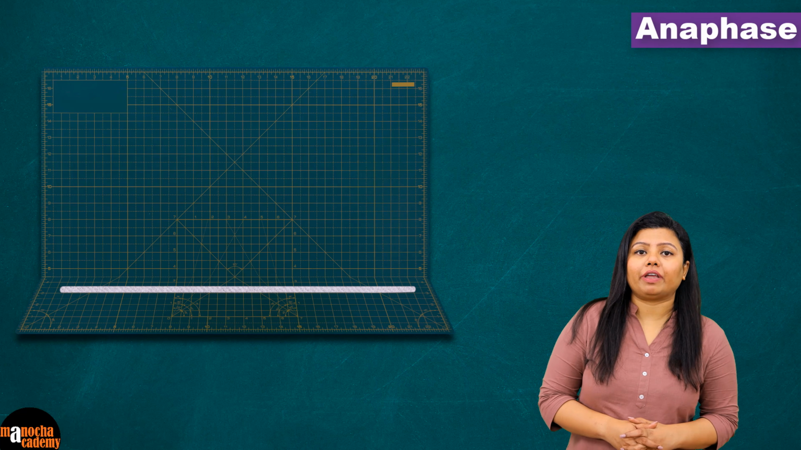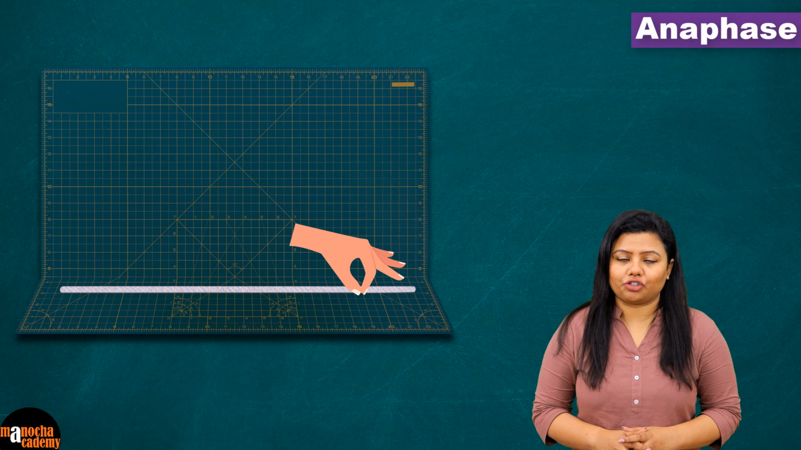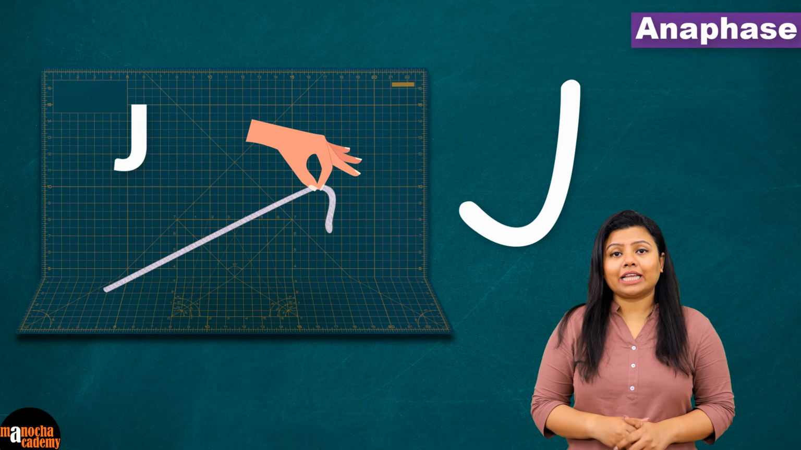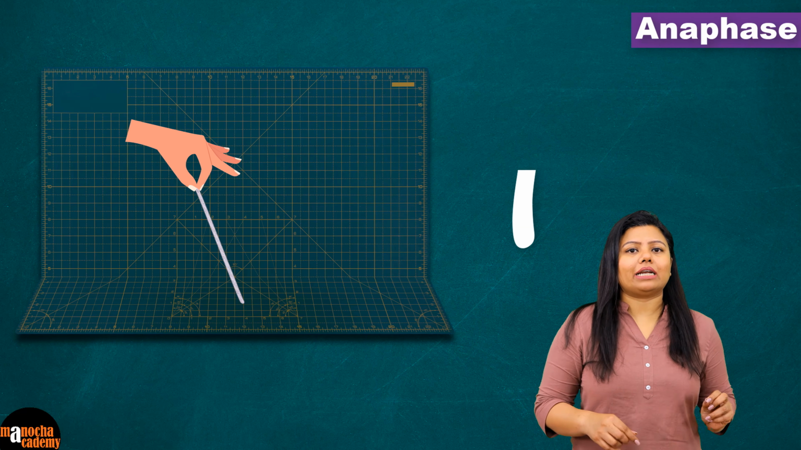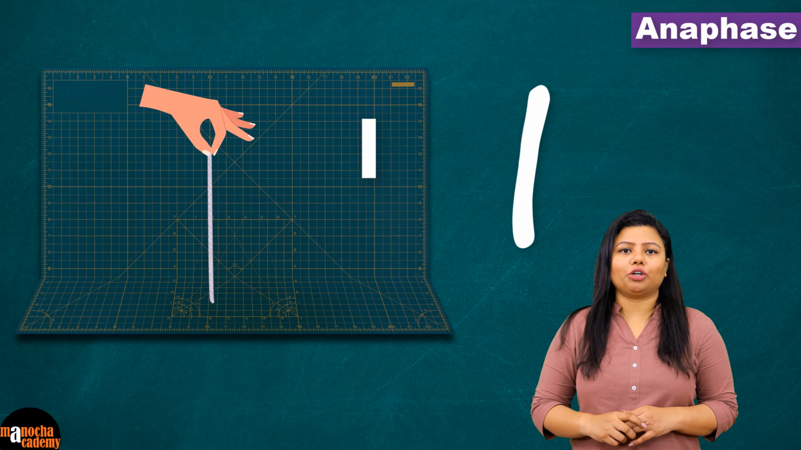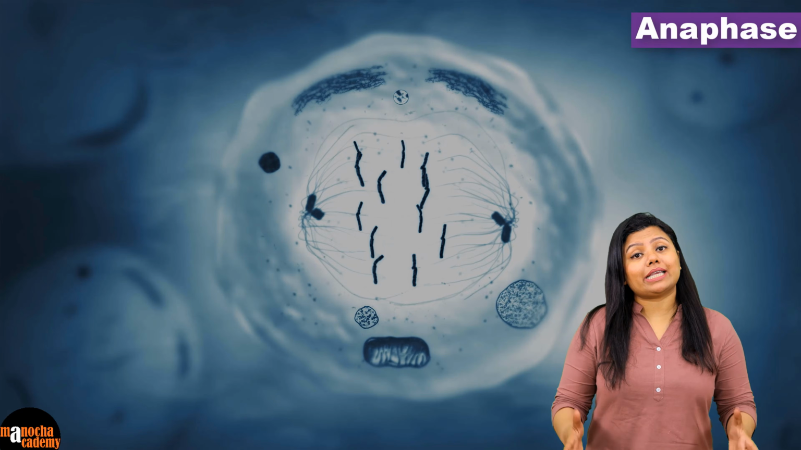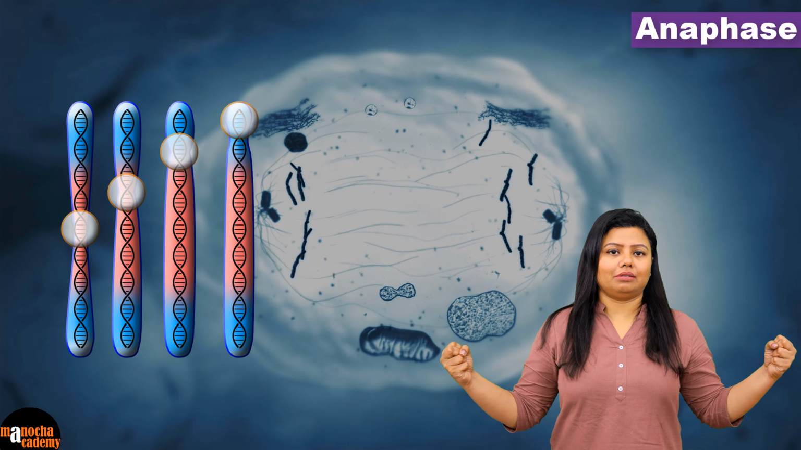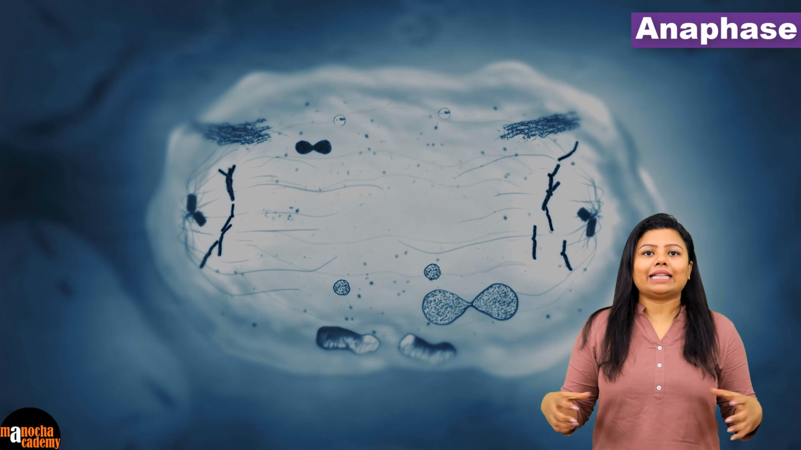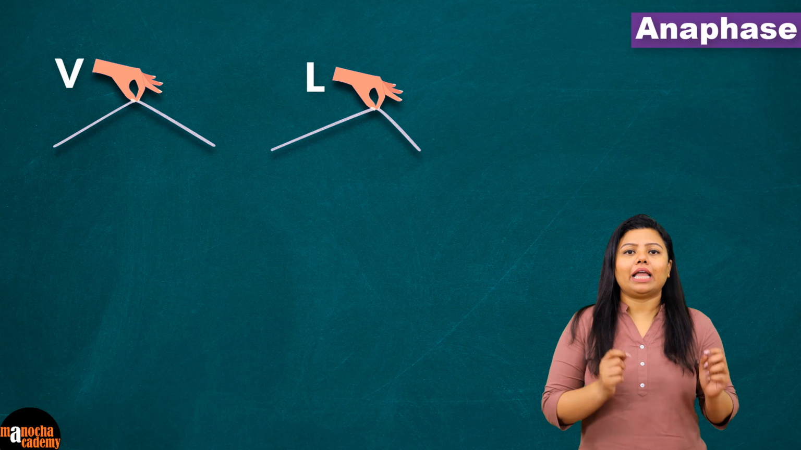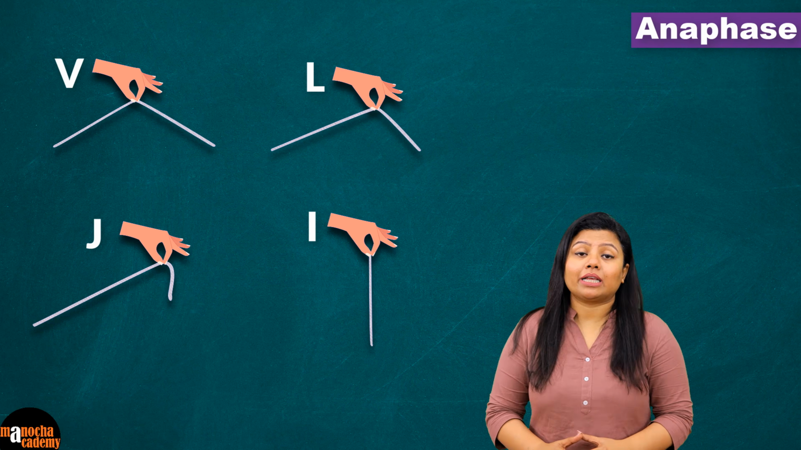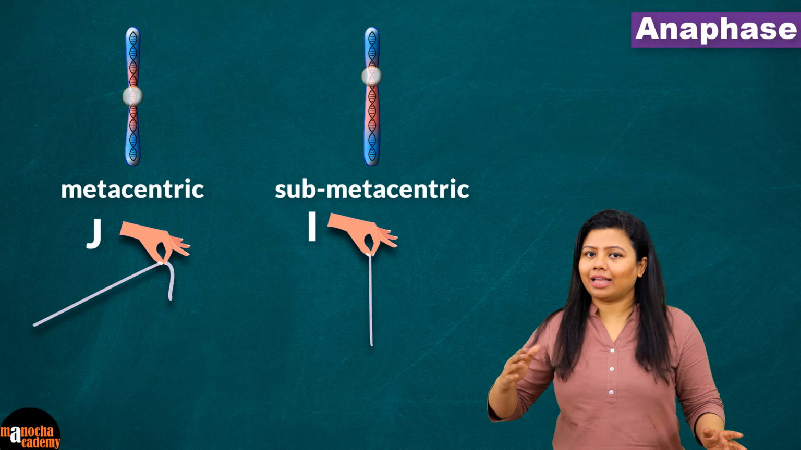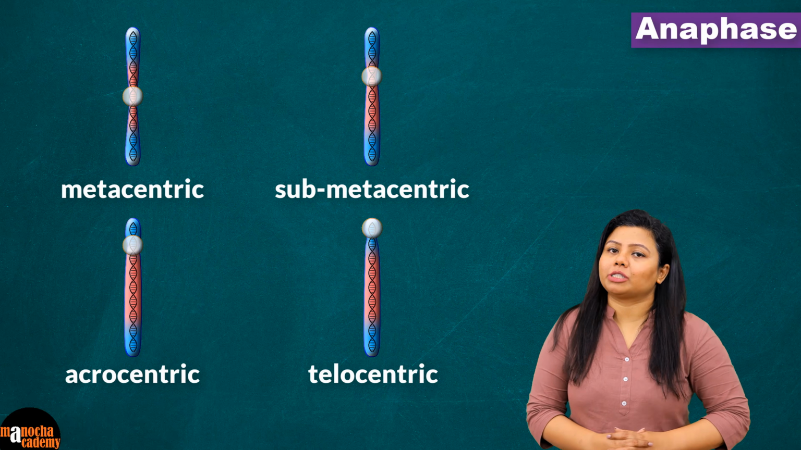Take the string and put your finger almost towards the end of the string and pull it. It takes almost a curved J-shaped structure, and if you take the string and just pull it from its one end, it maintains that elongated structure which can be regarded as I. So the same thing happens in case of chromosomes. When these chromosomes are pulled towards the poles by the spindle fibers, they take their characteristic V, L, J and I shapes depending on if they are metacentric, submetacentric, acrocentric or telocentric respectively.